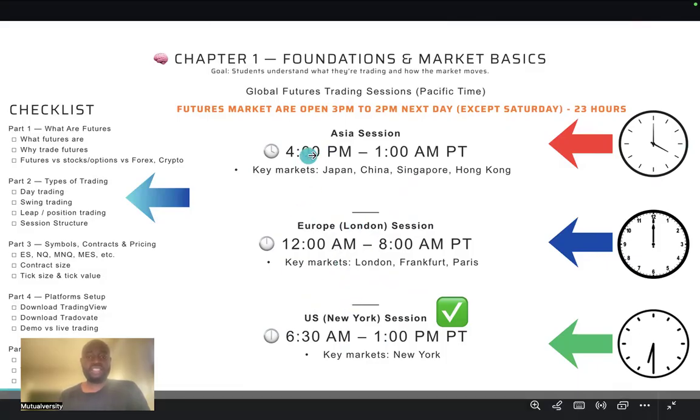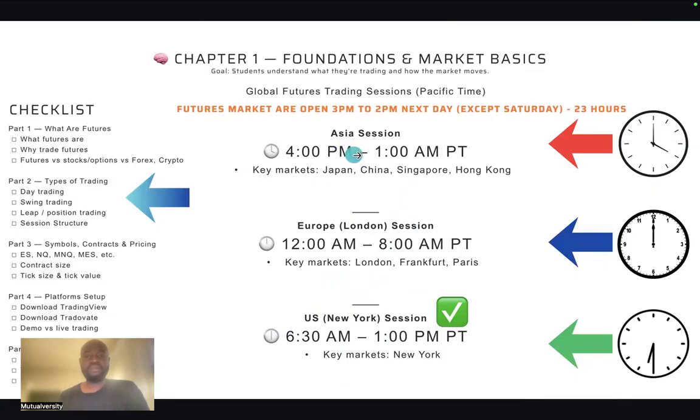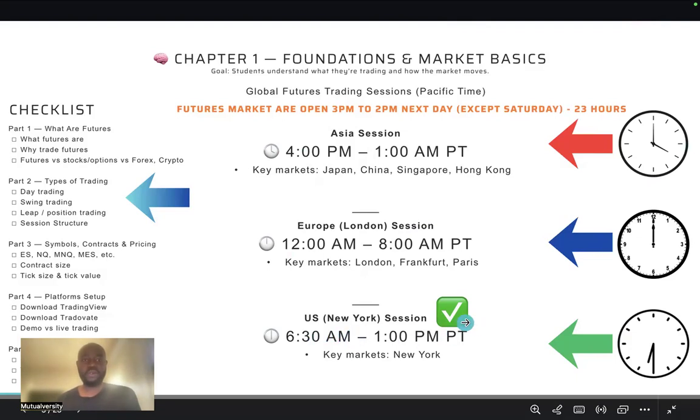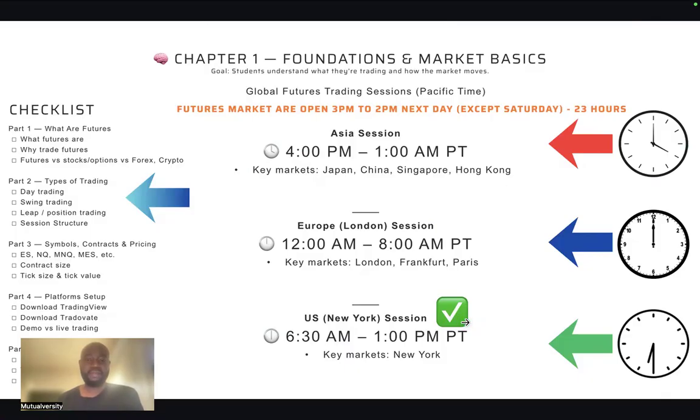So the Asian session starts from 4 p.m. to 1 a.m. Pacific time. Europe is from 12 midnight to 8 a.m. Pacific time. And then the New York session is from 6:30 a.m. to 1 p.m. Pacific time. So those are the times for the futures market.